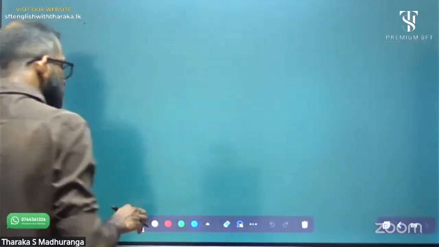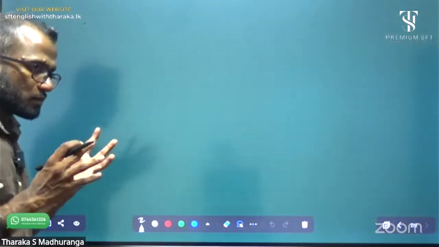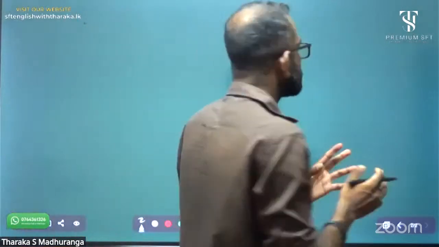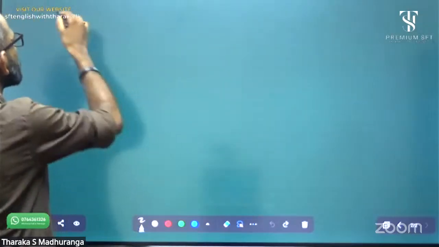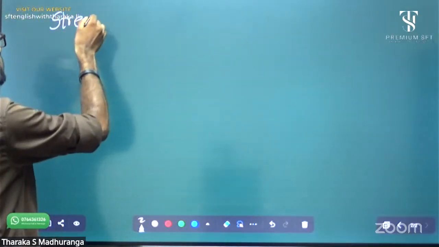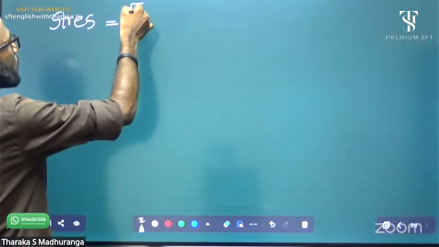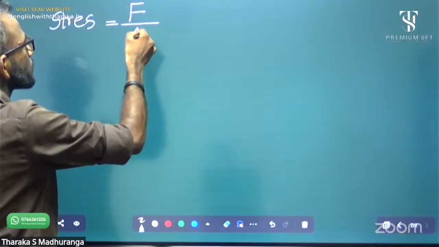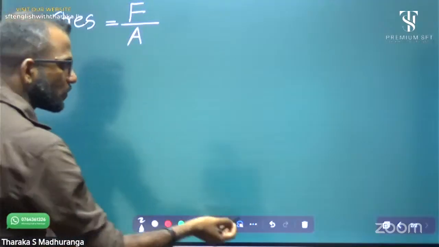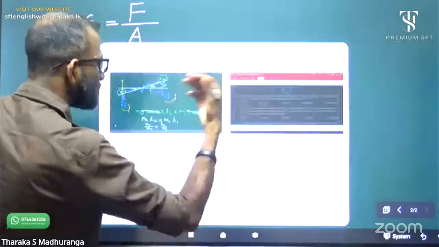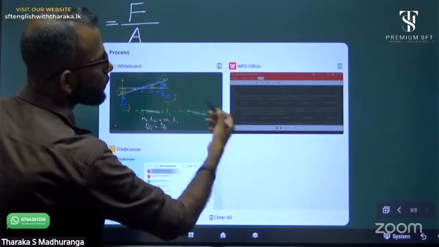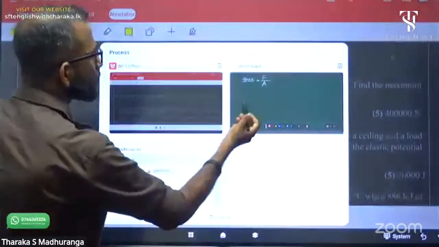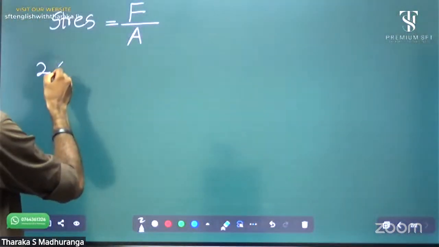I think you can remember, right? That's elastic properties. The elastic limit is given. Then stress equals, I think you can remember, F divided by cross section area, right? Now the maximum limit stress is given, 2 into 10 to the power 10 N m to the power minus 2.